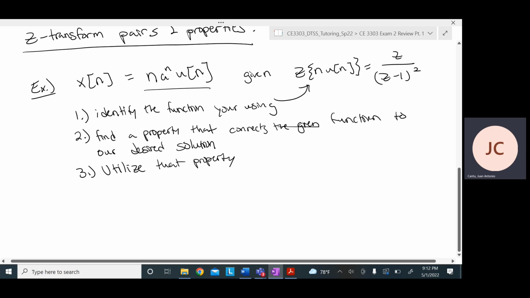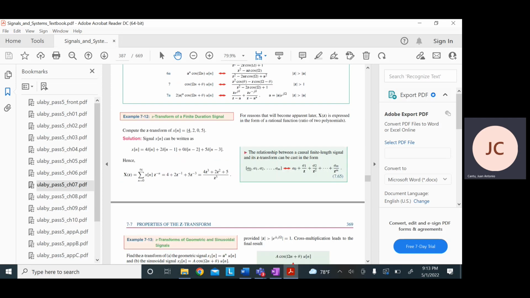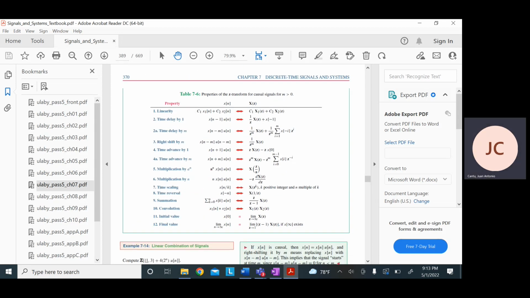So what I mean by this is we're already given the z transform of n u of n is equal to z over z minus 1 squared. But we're trying to find n a to the n u of n. All right, well, how do we do that? Well, we come over to our properties table, okay, and we see there's a property for multiplication by a to the n. So for any function x of n u of n, remember having that u of n there just basically means that it's a causal signal, if we multiply this function by a to the n, well, the z transform is the exact z transform of x of n, but instead of z, we're just going to substitute z over a.